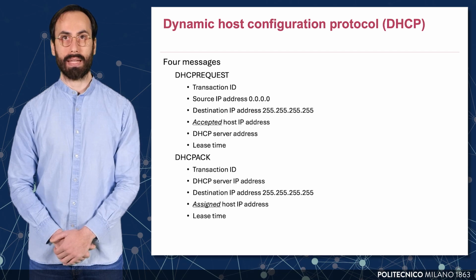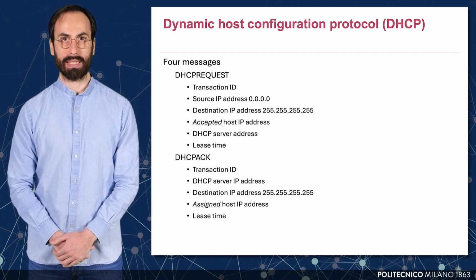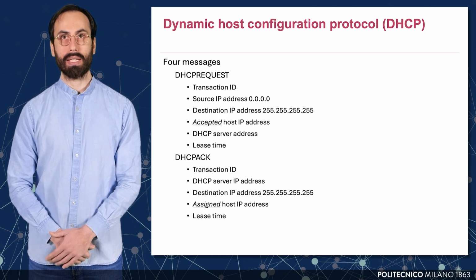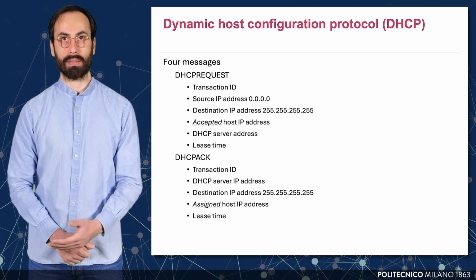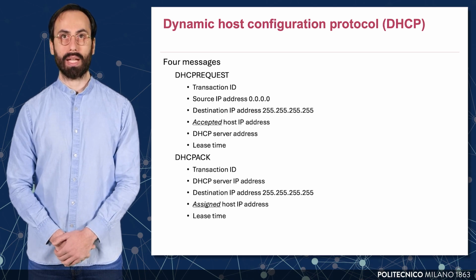Finally, the server completes the process by sending a DHCP ACK message. This confirms the assignment, reiterates the transaction ID and lease duration, and officially assigns the host the offered IP address. The destination remains broadcast, ensuring the client receives the confirmation.